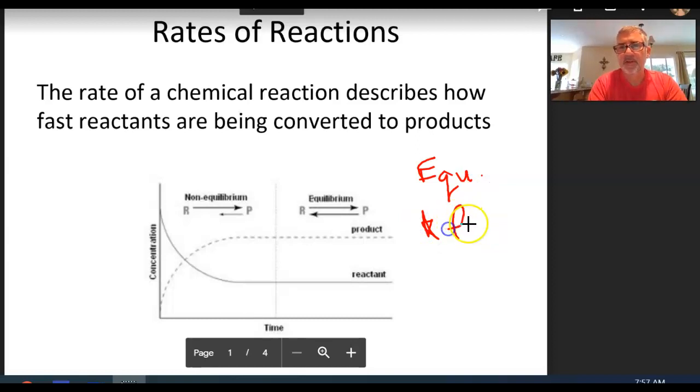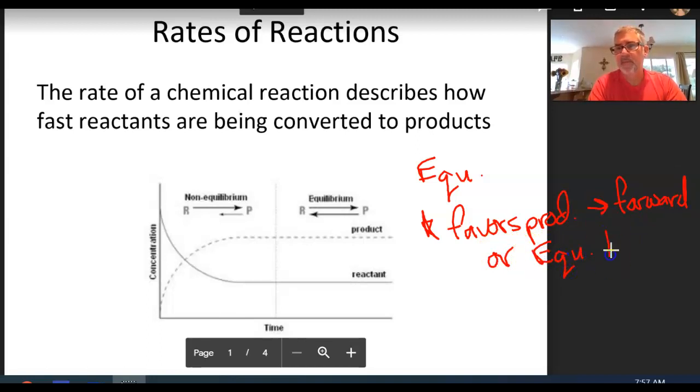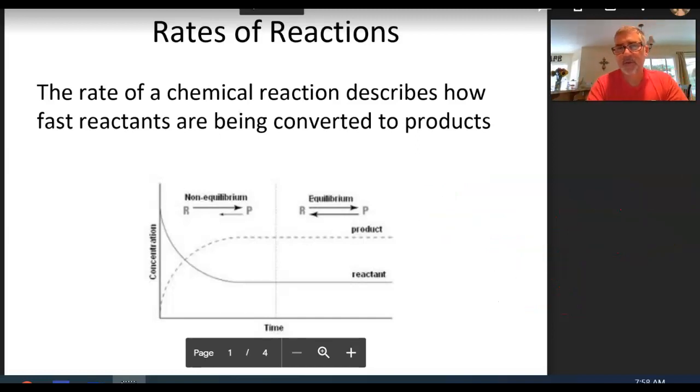So equilibrium, if it favors products, then that is the forward reaction, or we say that equilibrium lies to the right, right? If it favors reactants, we would say that equilibrium lies to the left. So the opposite is true. So if I say those type of things, then we know that that's the case.